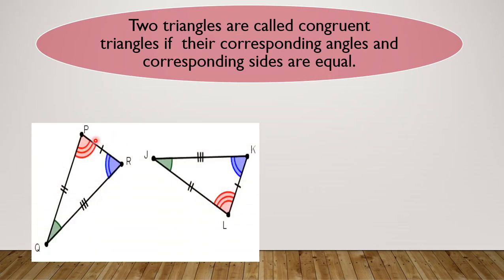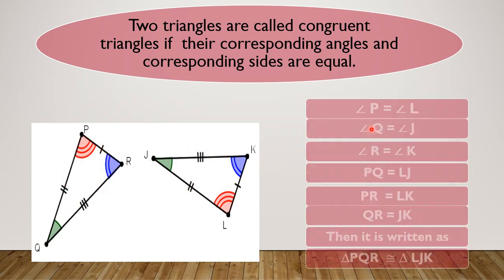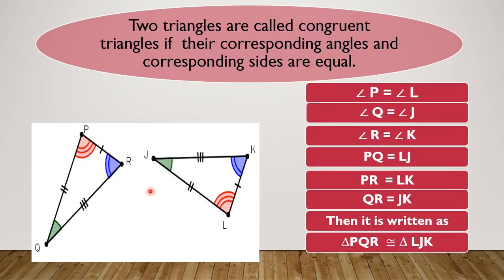As in earlier classes, we have written the congruency of two triangles as angle P is equal to angle L, as shown in the figure, angle Q is equal to angle J, angle R is equal to angle K, PQ is equal to LJ side, QR is equal to JK side, and PR is equal to LK side. So these three sides and three angles of the two triangles are equal. So we can write triangle PQR is congruent, this is the congruency sign, to triangle LJK.